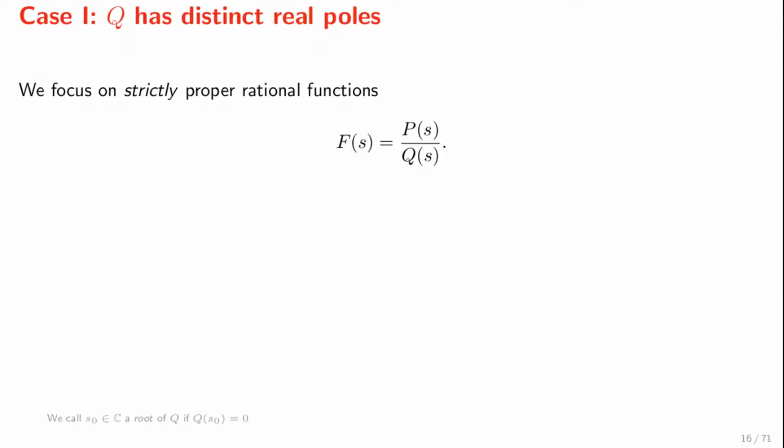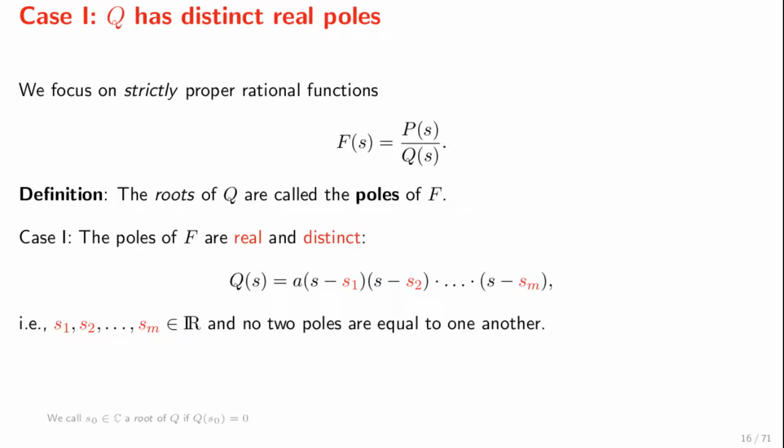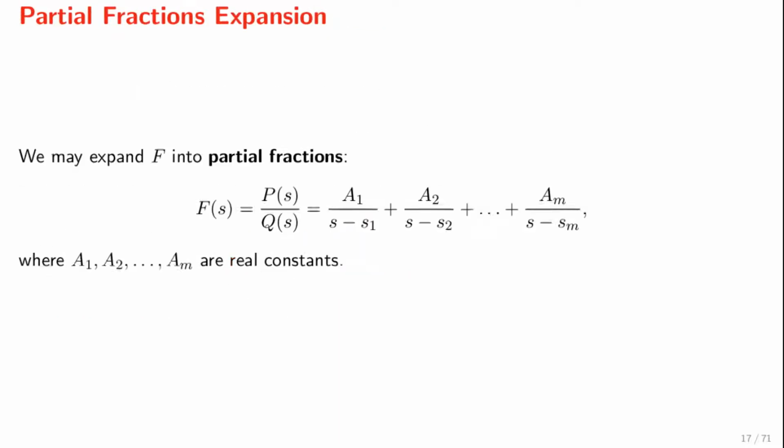Say that f, which is given by p over q, is a strictly proper rational function. Our approach to determining the inverse Laplace transform is conditioned by the roots of q. The roots of the denominator of the function are called the poles of f. The first case we will examine is when f has distinct real poles. All poles of f are real numbers, different from one another.